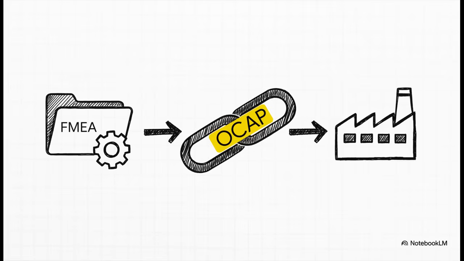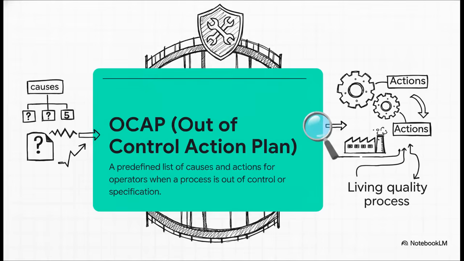Well, the secret link, the bridge between that FMEA binder and the shop floor, is something called an OCAP, an out-of-control action plan. Think of the OCAP as the operator's playbook. It's a simple, pre-approved list of known problems and the exact steps an operator should take when a process goes haywire. It's their first line of defense, right there in the moment.